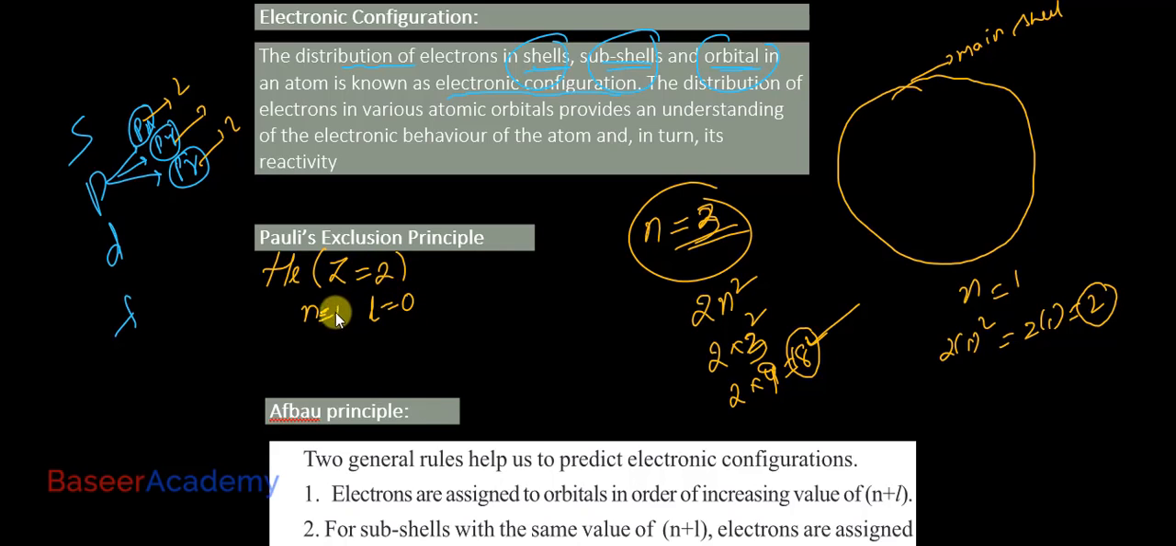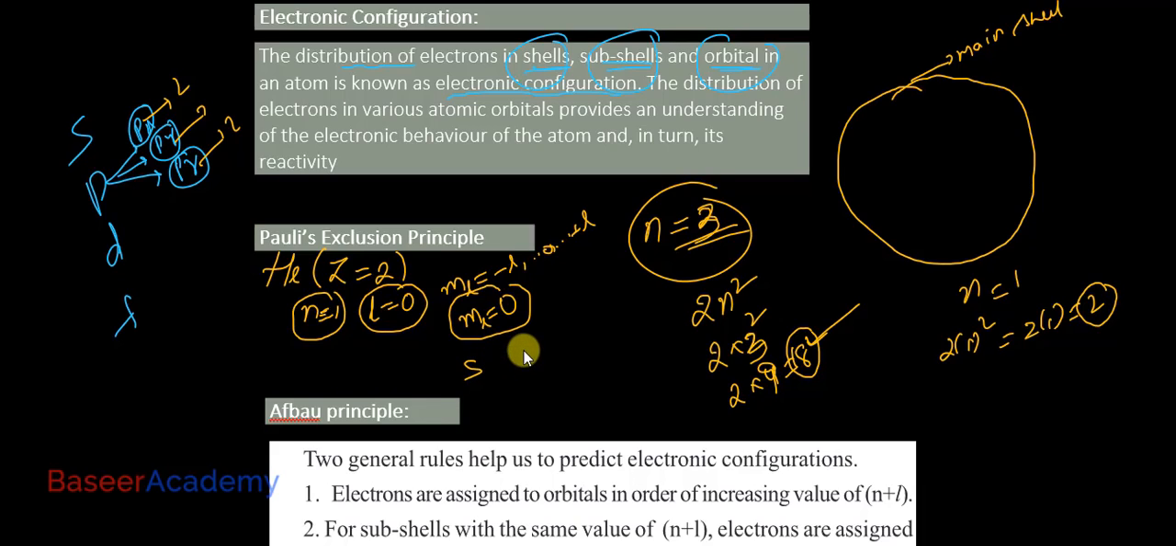So both the electrons will have the same n value. Both the electrons will have the same L value. And what about the magnetic quantum number? Magnetic quantum number takes values from minus L to plus L, right? What is L here? 0. So minus 0 to plus 0 is nothing but 0. So both the electrons have the same n value, the same L value, and the same magnetic quantum number value. But what about the spin?